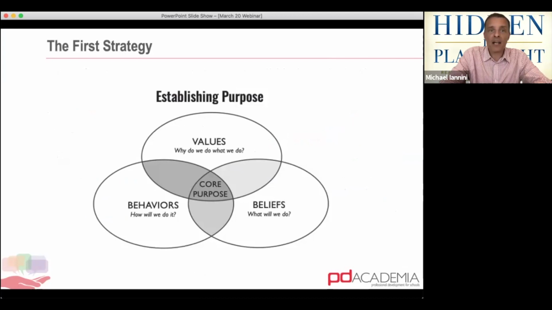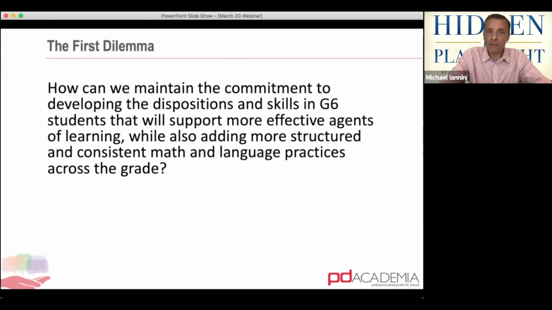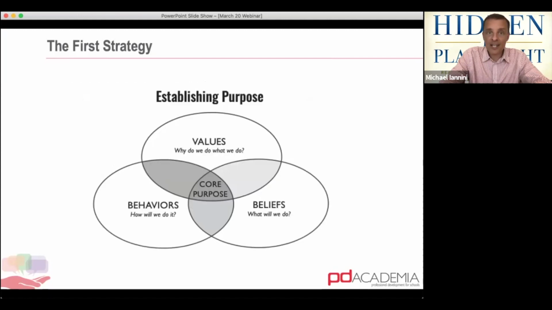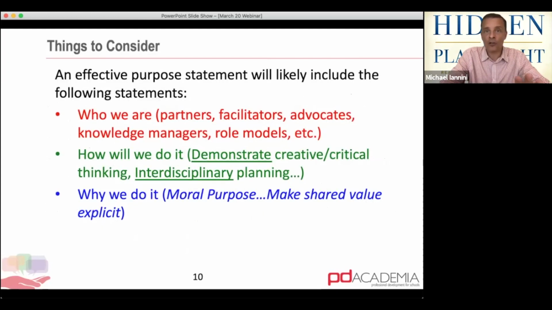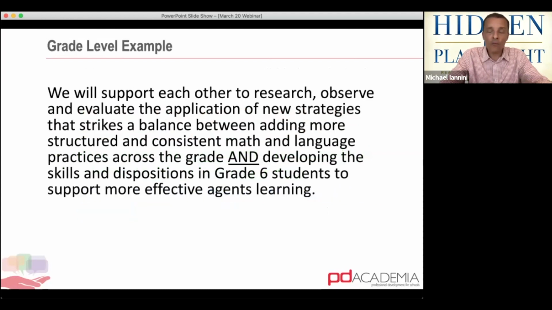I'm going to come back here just to think about the dilemma. This was the question. From that question, and understanding about the importance of keeping the values and beliefs in alignment with the school first and foremost, you need to define who you are, how you will do it, and why you will do it. Hopefully you'll be able to distill a statement like this.